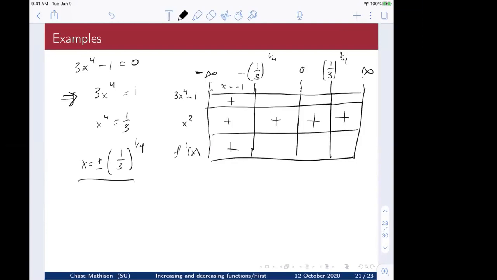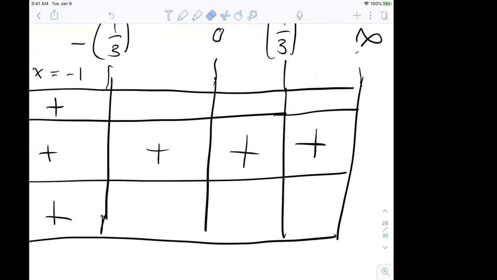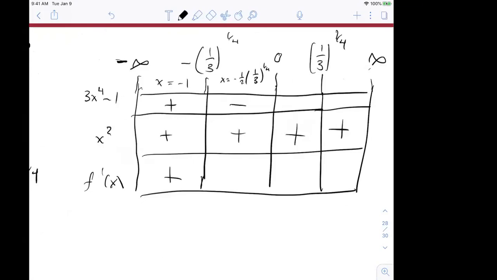Between 0 and minus 1/3 to the positive 1/4, well, that's also a little hard to decide what test value you should pick. You could always pick halfway between 0 and minus 1/3 to the 1/4. So you could pick x is equal to minus 1/2 times 1/3 to the 1/4. And when you pick that, you're going to get a negative here, and f prime is negative there.